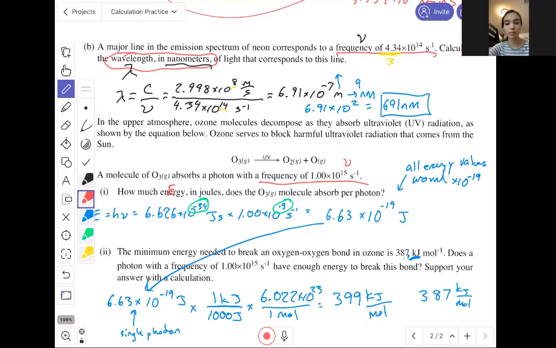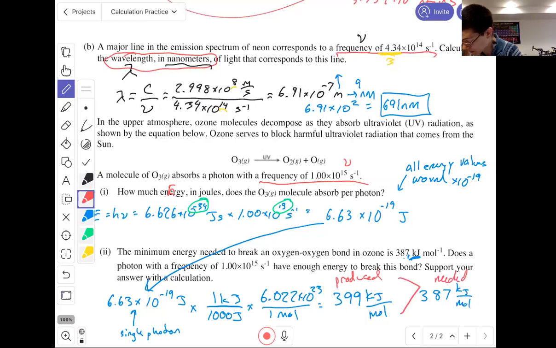So this is how much is produced, right? This is how much is needed. How much I produced is bigger than what's needed, so I will break the bond. This is actually the entire point of ozone in the atmosphere: to do literally this thing and absorb this frequency of light as a protective layer. So there you go.